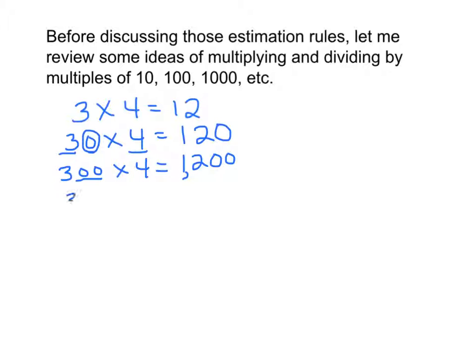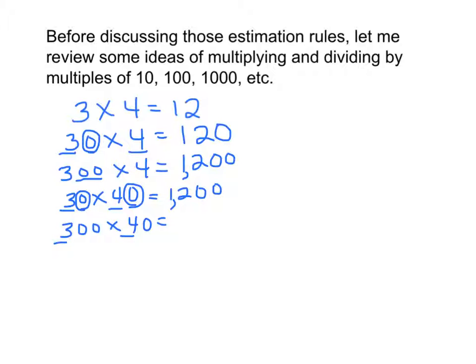If I wanted to do 30 times 40, once again, 3 times 4 is equal to 12, and I have 2 zeros in the problem, which means I need to have 2 zeros in the answer. If I'm given 300 times 40, it's going to be exactly the same thing. 3 times 4 is equal to 12, and since I have 3 zeros altogether in the problem, I need 3 zeros in the answer.